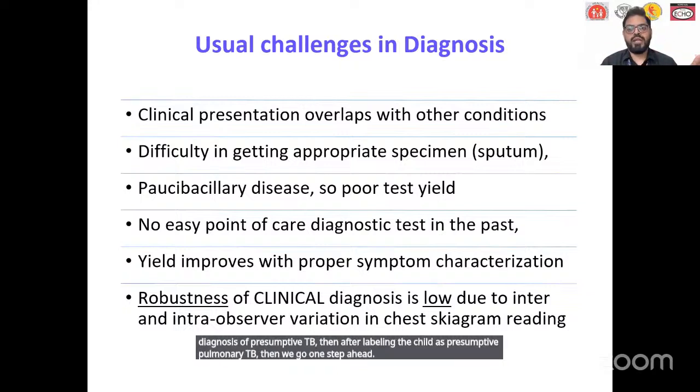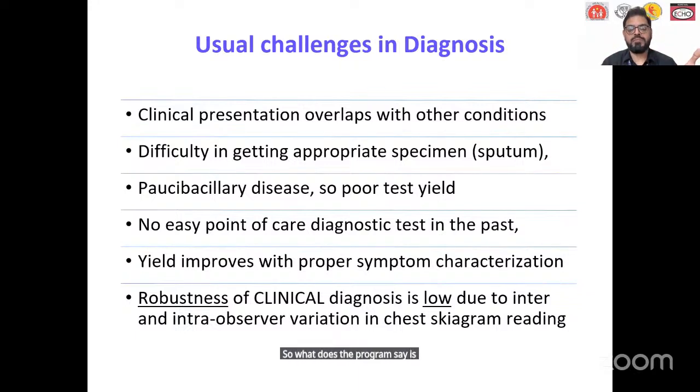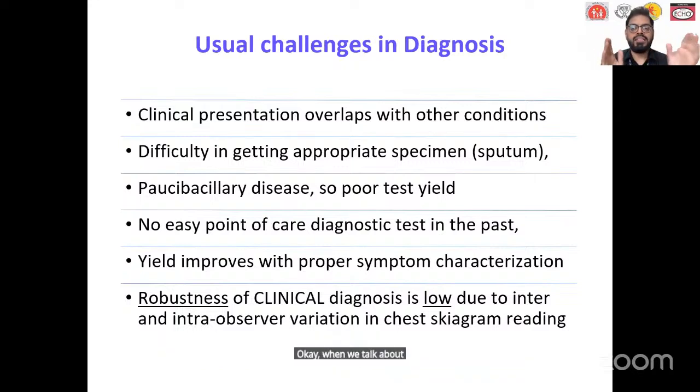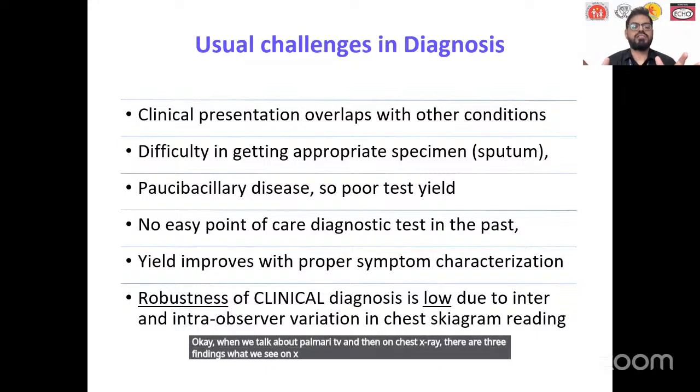So what does the program say? Once we have a presumptive pulmonary TB in mind, the next immediate step is a chest X-ray. When we talk about pulmonary TB, there are three findings on chest X-ray which are highly suggestive of TB.